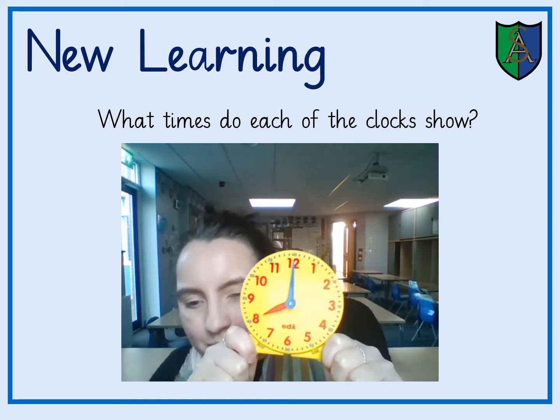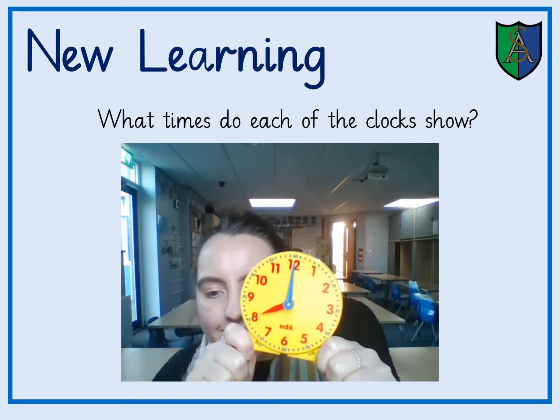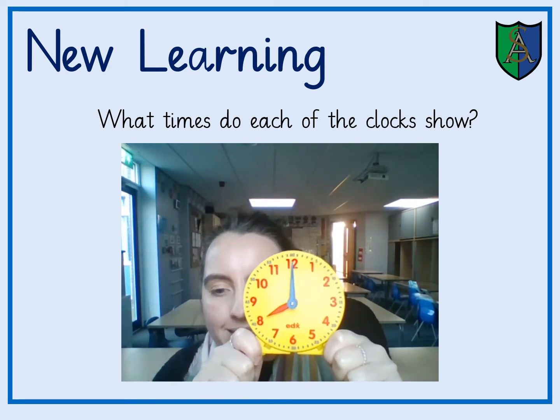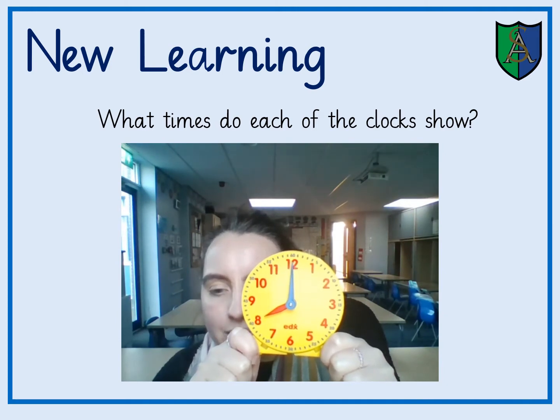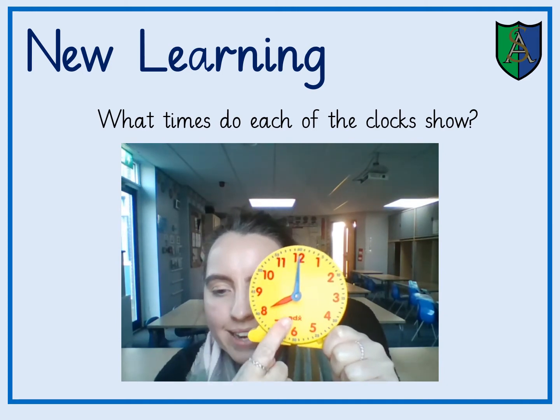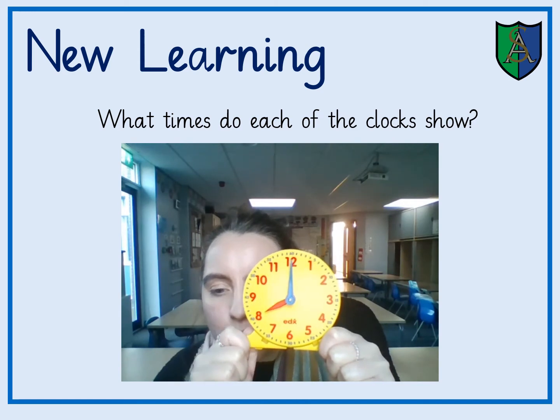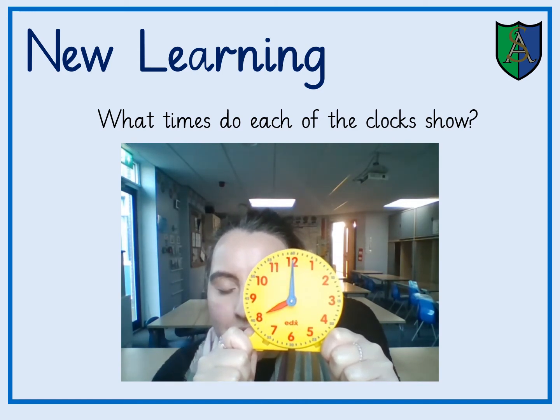Well done if you said that this clock is showing 8 o'clock. The minute hand is pointing at the 12, and we know that reads o'clock. And the hour hand, the little red one, is pointing towards the 8. So we know that it's the hour of 8. So this clock reads 8 o'clock. Let's try another one.